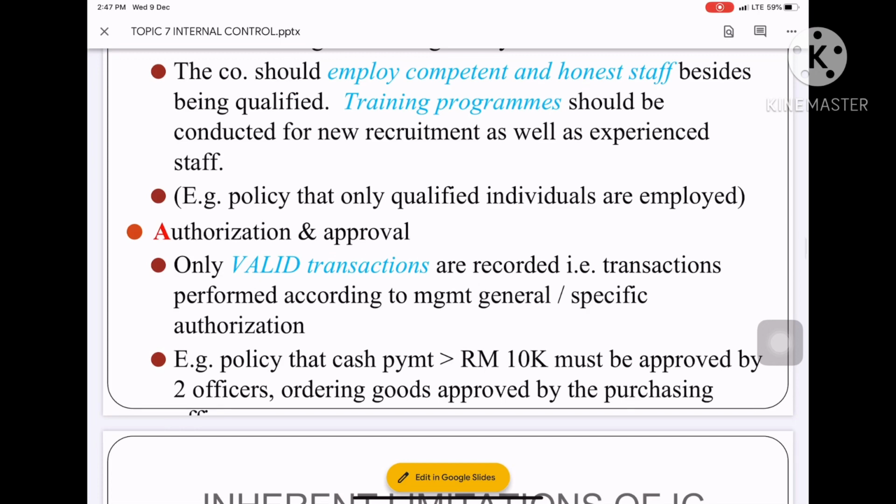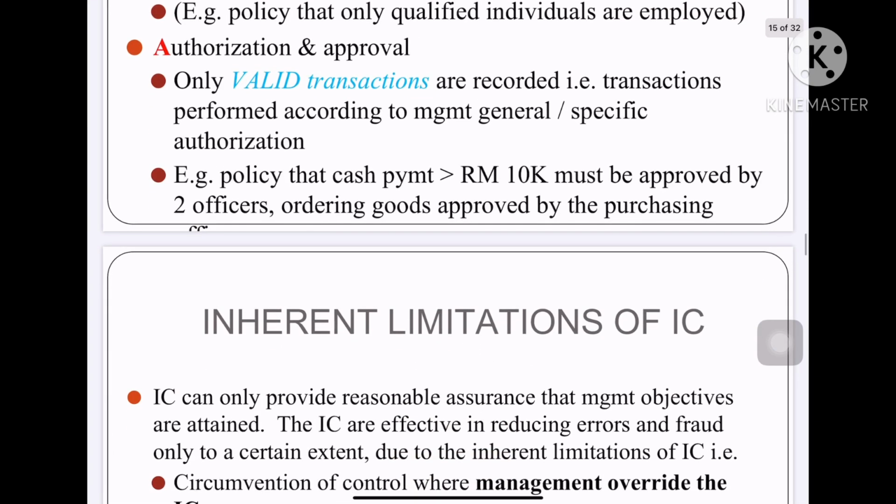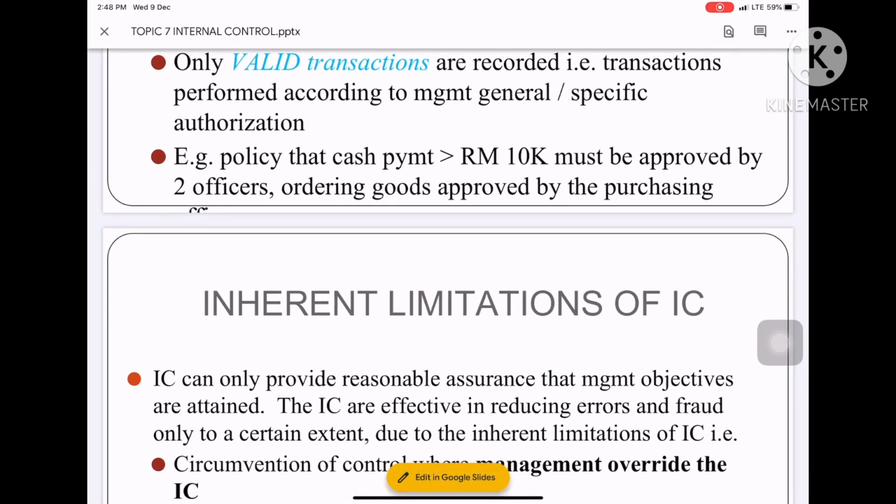All right, authorization and approval: only valid transactions are recorded. If the transaction is valid, then it is recorded. If it's not valid, then it should not be recorded. Transactions are performed according to management's general or specific authorization. Unless everything has been authorized, they cannot record it. For example, a policy that if a cash payment for the company is more than 10K, it should be approved by two officers instead of one, because if there is only one officer in charge, it is easy for them to commit fraud.